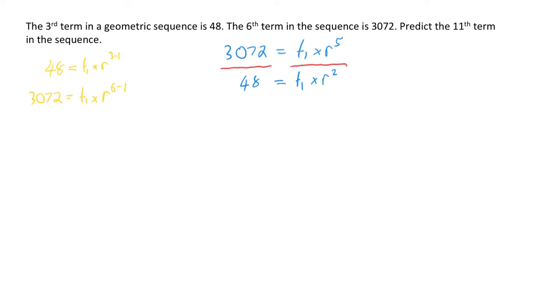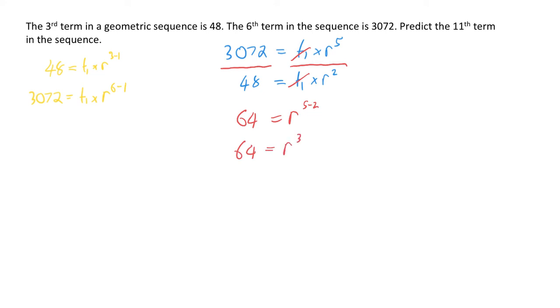So when I do that, 3072 divided by 48 is equal to 64. And then T1 and T1 are going to cancel each other out. That leaves me with R to the power of 5 divided by R to the power of 2. Using my second index law, where if I'm dividing indices I can subtract them, R is going to be raised to 5 minus 2. So 64 is going to equal R to the power of 3.